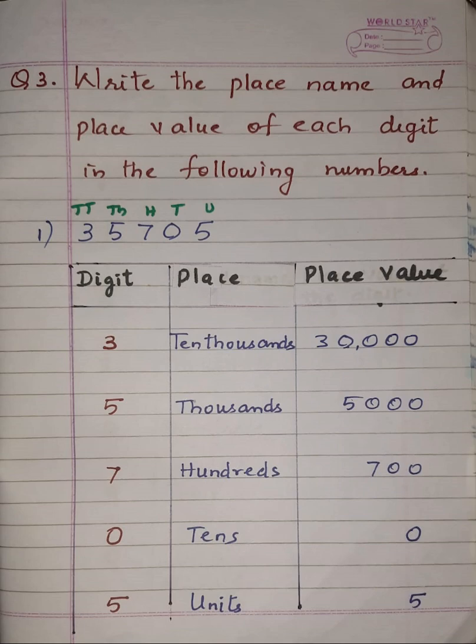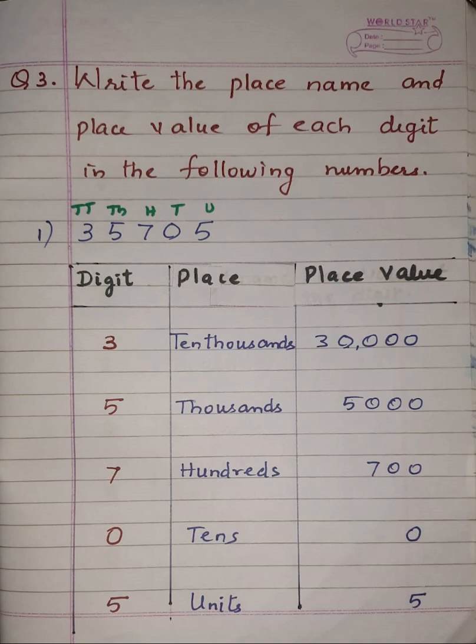Now in the place value column, that is in the third column, what is the place value, children, for digit 5? Since 5 is in the thousands place, its place value would be 5,000. So write 5,000 in figures in front of digit 5 in the place value column.